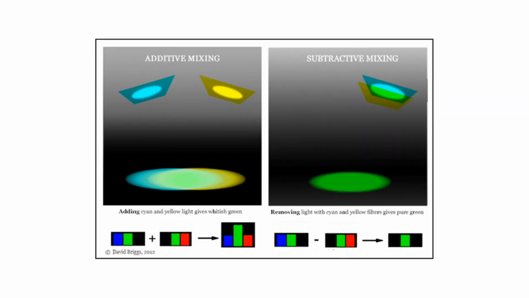If instead of passing beams of light through 3 separate color filters, which is what you would do in additive color mixing, you were to pass a beam of white light through the same filters, now overlapped, you would get subtractive mixing. This image demonstrates additive and subtractive mixing using ideal cyan, a bright lively greenish blue, and yellow filters. Adding cyan and yellow light gives greenish white light. Subtracting blue and red from white light with cyan and yellow filters gives saturated green light.